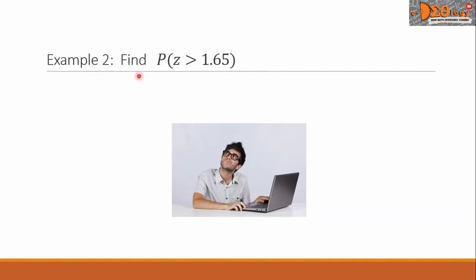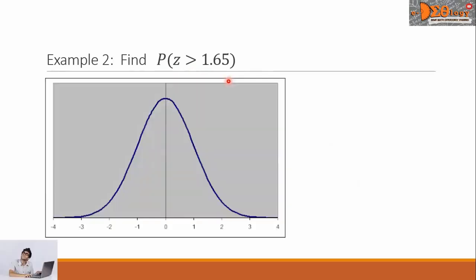Example 2. Find the probability that Z is greater than 1.65. Let us draw the curve and identify the location of 1.65. It is a positive value, so we place it on the right of 0, and it's here. And then let us shade the required area, and it corresponds to the right tail of the curve.